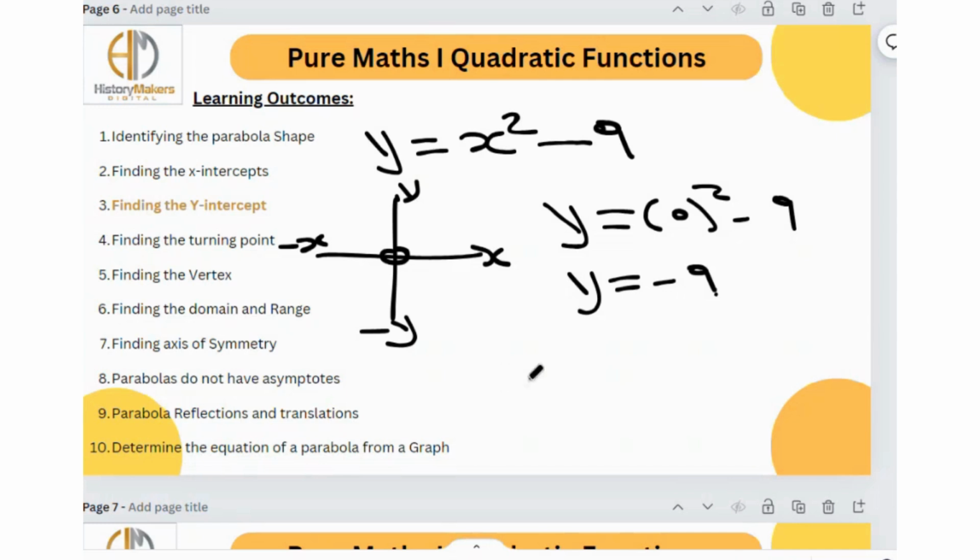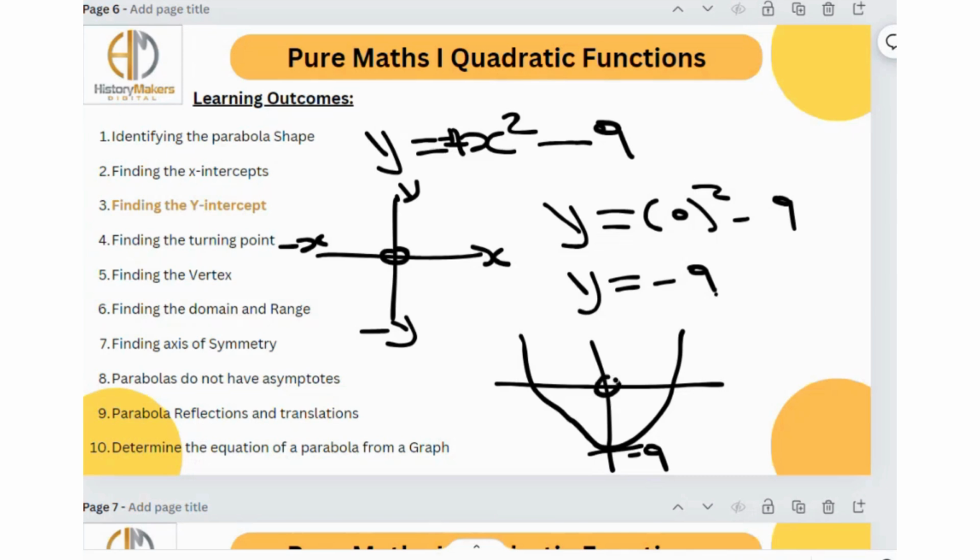Okay, so therefore our graph will move down, and since the coefficient is positive, from what we learned, we know that it will be a happy face. So you will have a happy face, but it will move down to -9 somewhere down there. You'll typically have a graph that moves this way. So this is how you would calculate your y-intercept for the quadratic equation being given and the quadratic function being given.